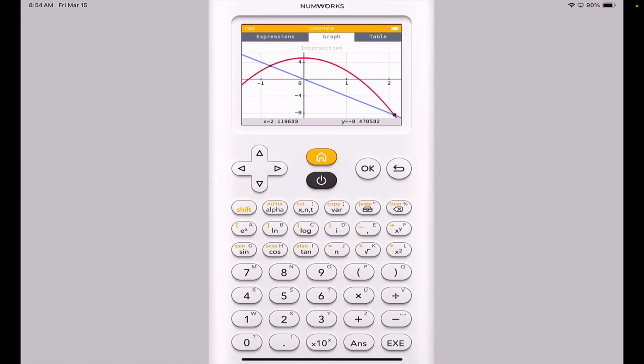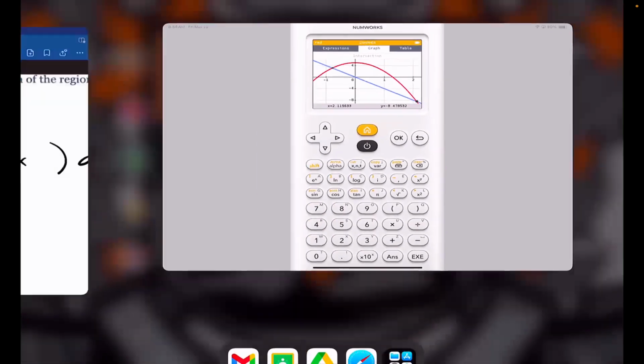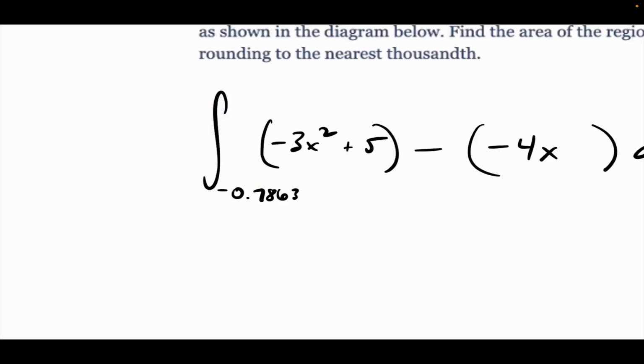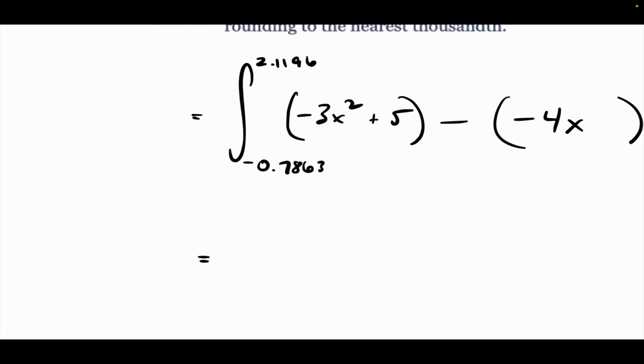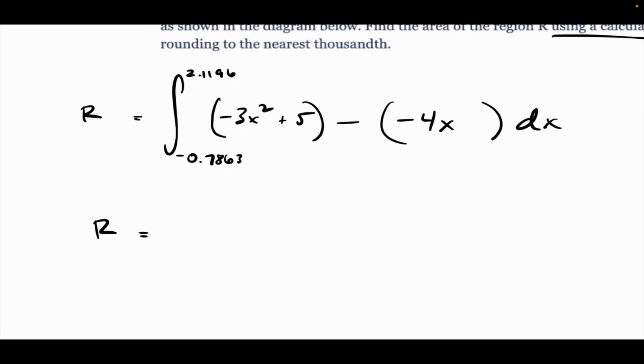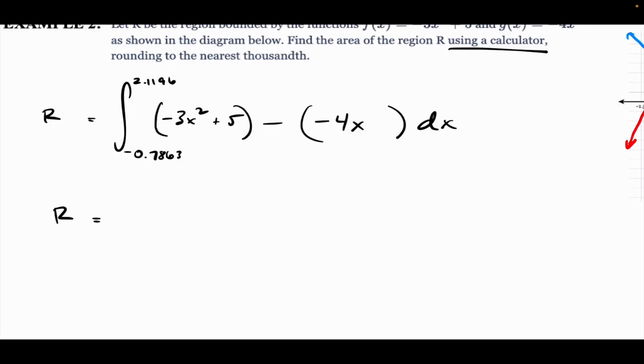2.119633, comma, negative 8.478532. Again, I just want the x, right? So 2.1196. I'm going to go put that on the top of the bound. That's the area of R. Done. Now just put it in your calculator.